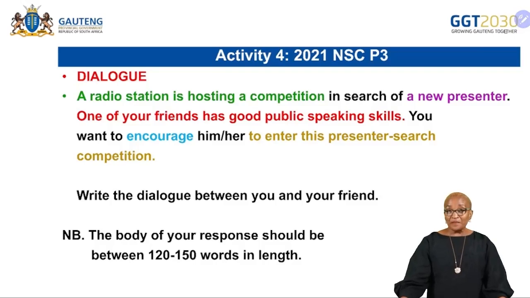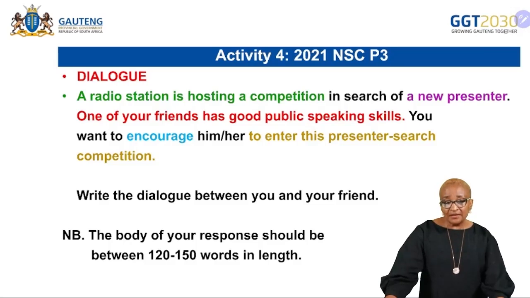Right, so yes, today you do have some work to do. But don't worry, you've got the whole week to write all of these activities. Then we are on activity 4, which is also taken from the 2021 NSC paper 3.